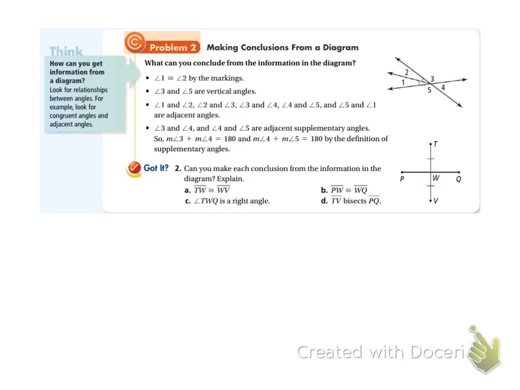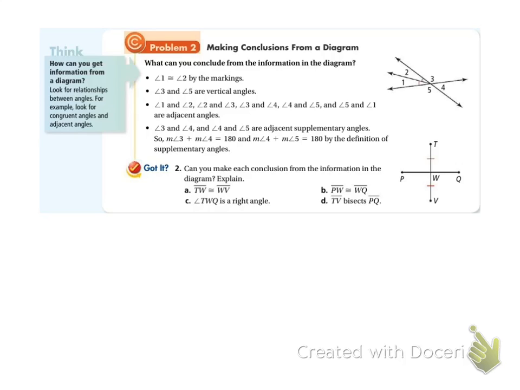Okay, so if we look at this picture, we can make some conclusions from this picture here. Since angle 1 and angle 2 have that red arc marked, we know that they are congruent. If we look at angle 3 and angle 5, we can tell that they are vertical angles. Right, I can make two lines there. So angle 3 and angle 5 are vertical angles.